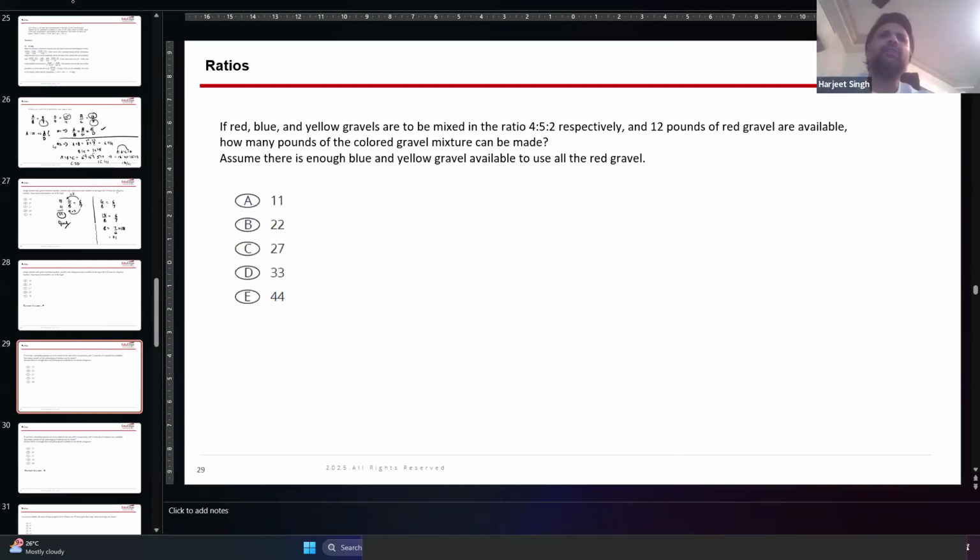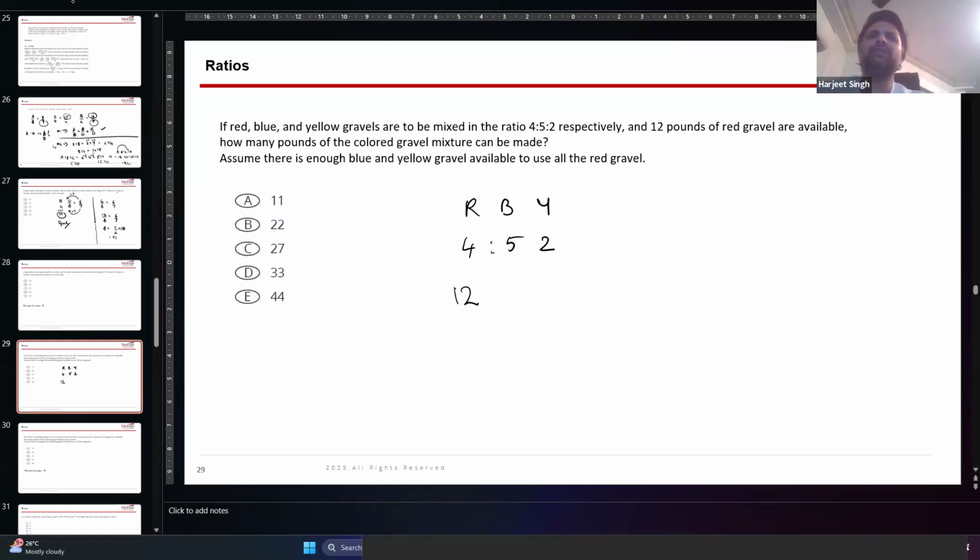Another question. Red, blue, yellow gravels are to be mixed in the ratio 4:5:2. And totally 12 pounds of red gravel are available. How many pounds of colored gravel mixture can be made?